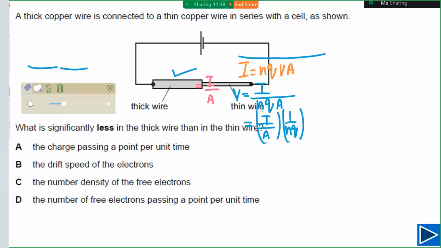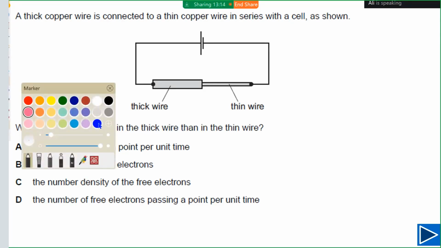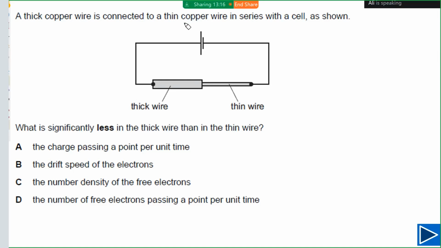Look at this question, please. First of all, do it by yourself. Take some time, try to answer by yourself first. Then I will explain. In this case, we have two wires. They are made of the same material. So this is one thing you need to understand. This one is made of copper, and the thick wire is also made of copper.